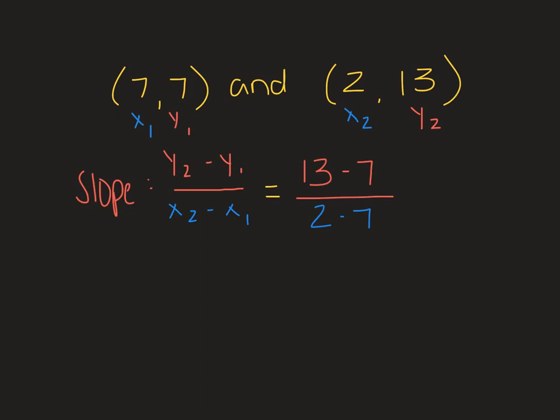Now be very careful. You'd never want to switch the order. Whatever you labeled them, those are the ones that need to go in those places, because we're about to get a negative, and I was just trying to forewarn you. So 13 minus 7 gets you 5, but then 2 minus 7 gets you a negative 5. So when I go to simplify this, if I do 5 divided by negative 5, I will get a negative 1, which is my slope.